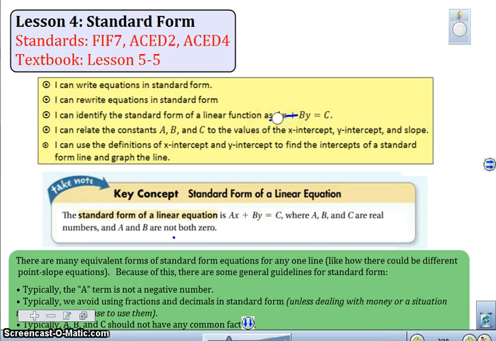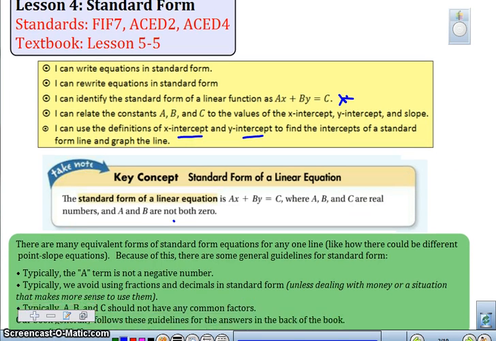This is your standard form, the ax plus by equals c. I can relate the a, b, and c to the x-intercept, the y-intercept, and the slope. And I can use the definition of both x-intercept and y-intercept to find intercepts in a standard equation.